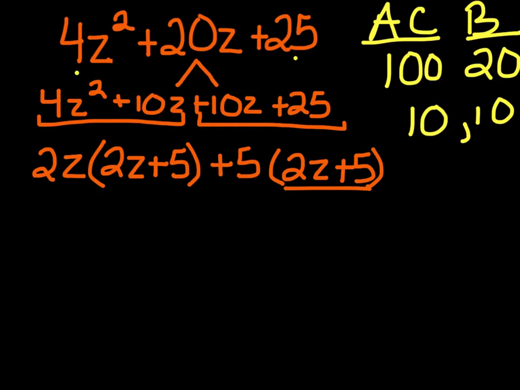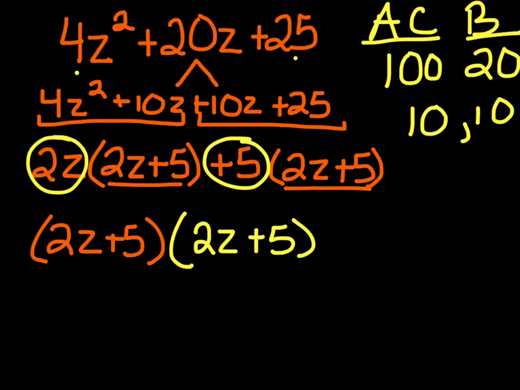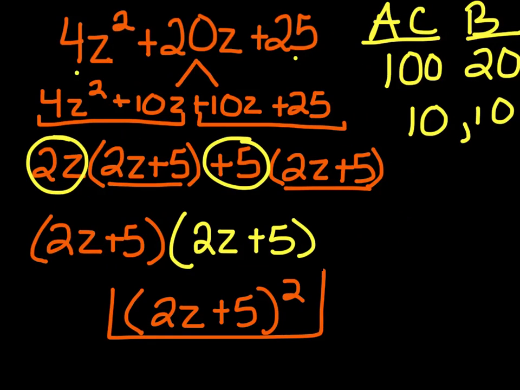And now we do notice that these are the same, so that is one of your factors, 2z plus 5. And then the other factor is what's left over, 2z plus 5. And in this particular one, because it's a perfect square trinomial, we are going to write it 2z plus 5 all squared as our final answer.